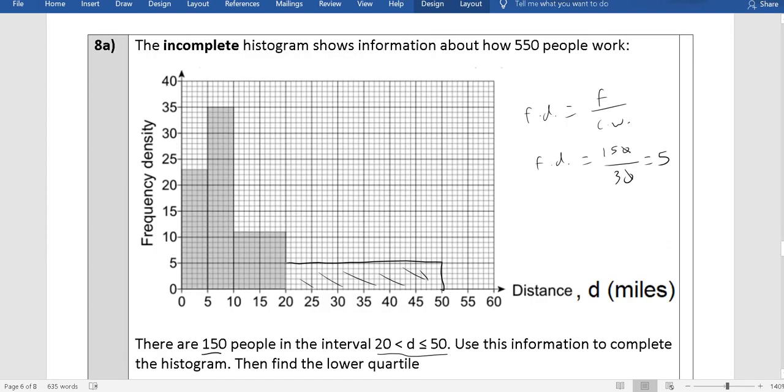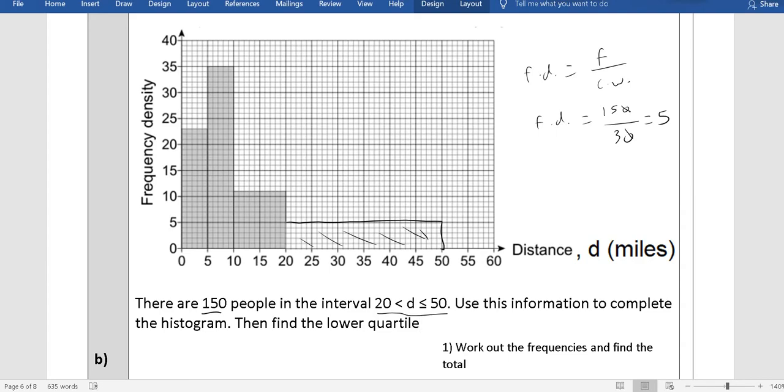I now want to find the lower quartile. Now I've told you there's 550 people working here, but usually you will not be told that total and you will have to work it out. So let's operate under that assumption. Between 0 and 5, you've got a class width of 5. There's a frequency density of 23. So to work out the frequency, so the number of people who have to travel between 0 and 5 miles to work, I would do 23, my frequency density, times 5. Now this is where my arithmetic comes a cropper, but that's going to be 115.